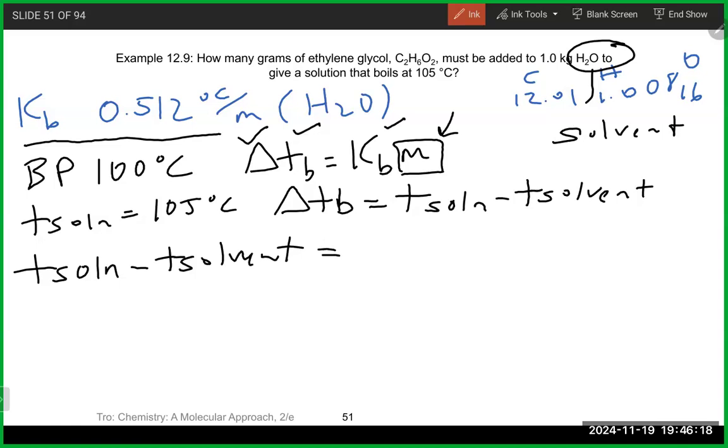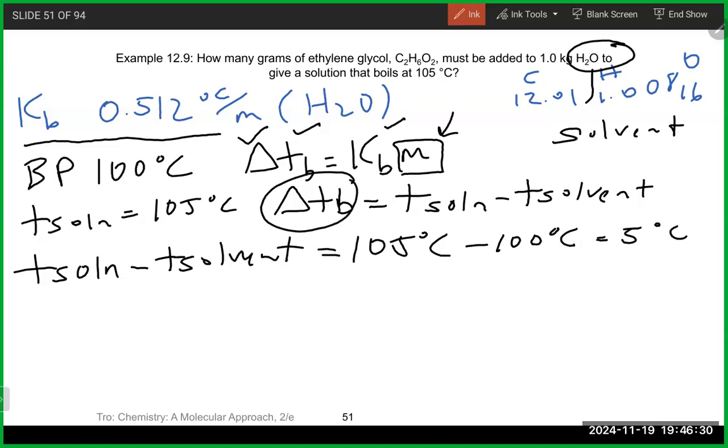So putting that in is going to be 105 degrees Celsius minus the normal boiling point of water, which is 100. That gives us 5 degrees Celsius as our change in boiling point temperature. So it is not 105 that you want to use in this calculation. You want the actual change from the solvent to the solution, and that's only 5 degrees in this case. Any questions on that there?